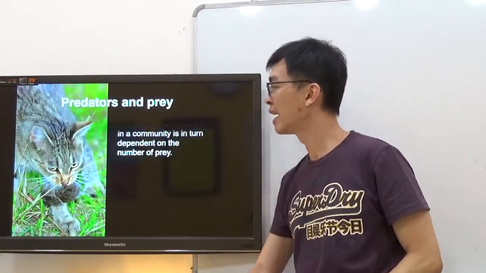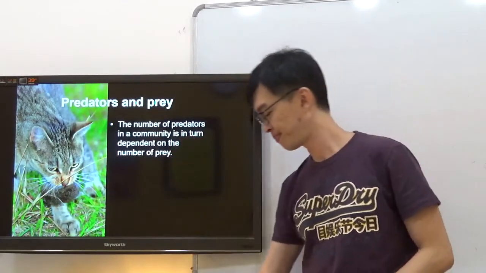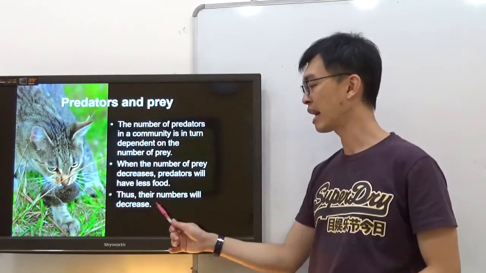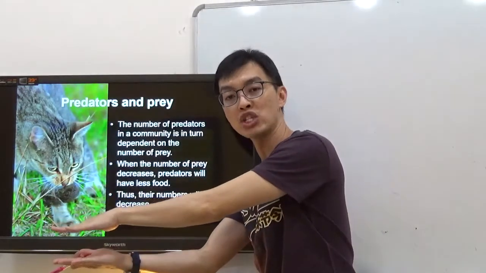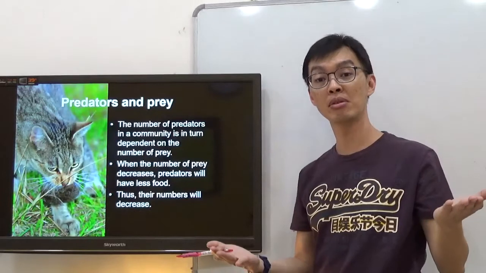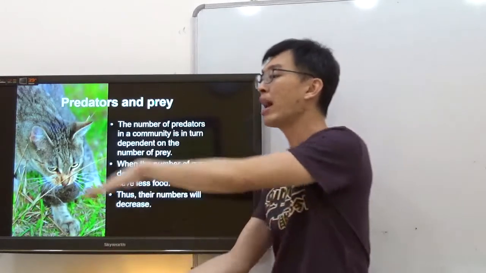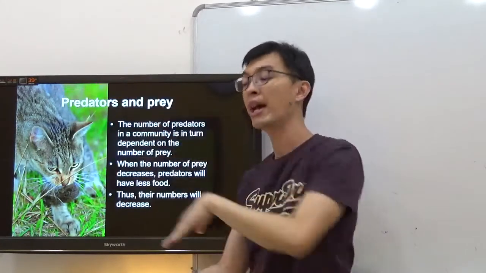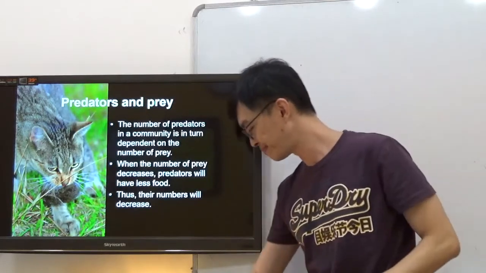Now let's take a look. The number of predators in a community is in turn dependent on the number of prey. When the number of prey decrease, predators will have less food, thus their numbers will decrease. I mean, this is logical. When we have a small population size of prey, let's say we talk about chicken, then the number of tigers will also have a very small population size. When we have more chickens, okay, the population size of chickens is great or huge, then the population size of the tiger will be slightly greater as well, okay?